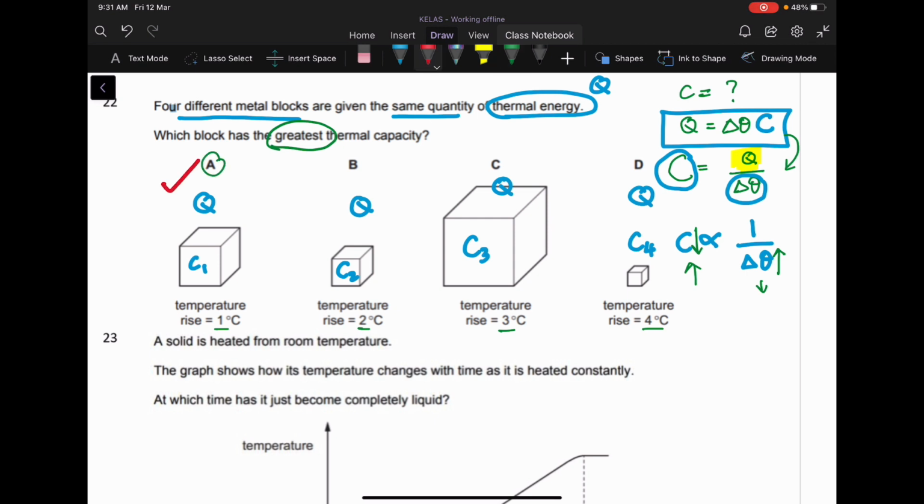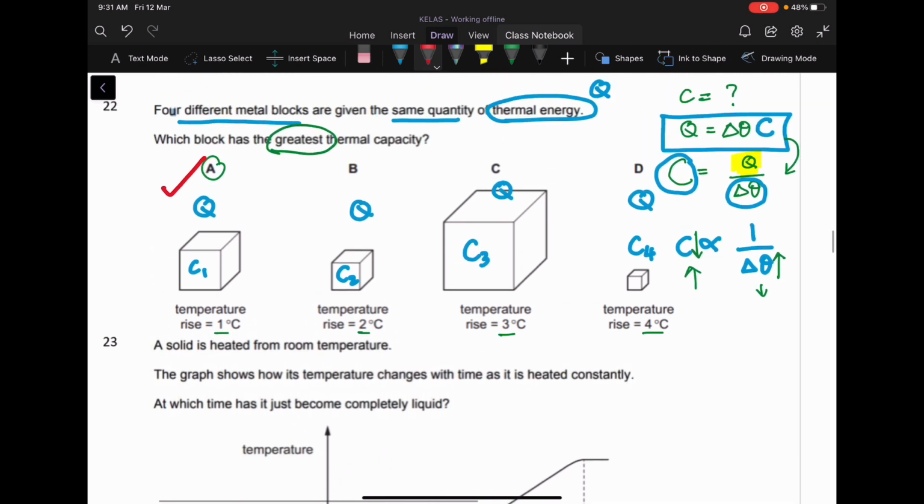Do you understand? If you don't understand, you can write in the comments or you can PM me to explain more. I think I have explained in detail to you.